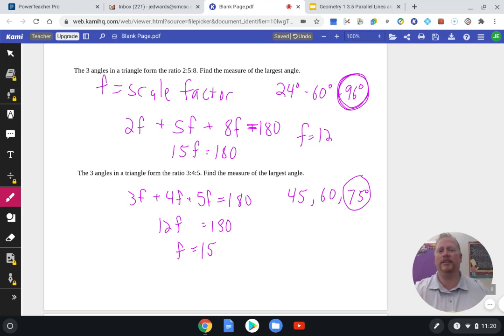So that's the angle sum theorem. And hopefully that's a pretty doable concept. So let's go back to the idea of the exterior angle theorem.